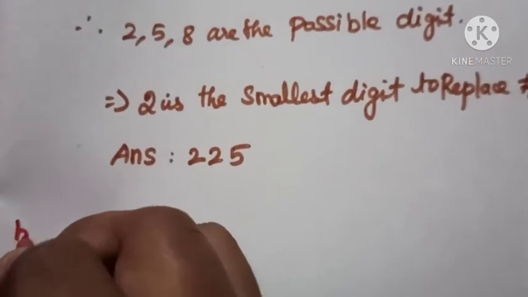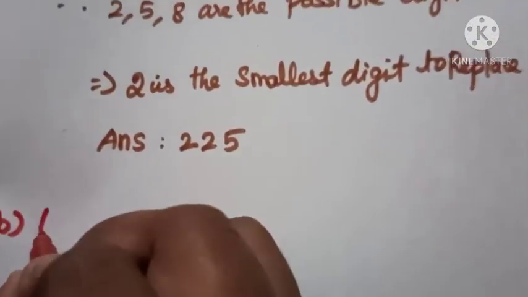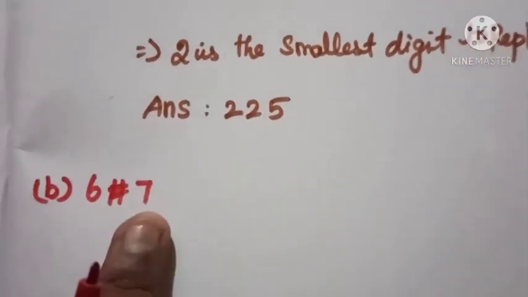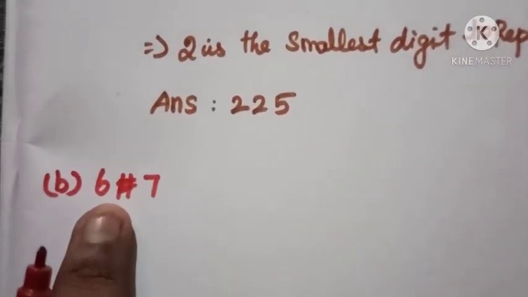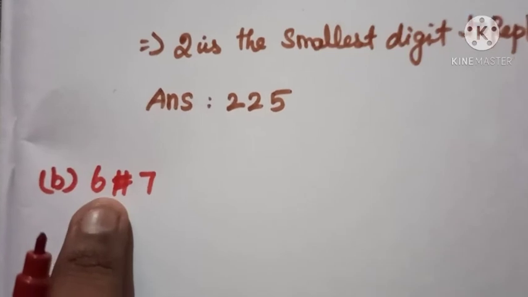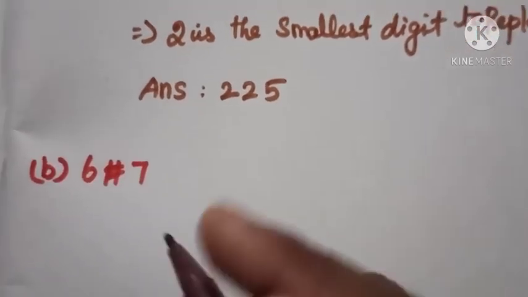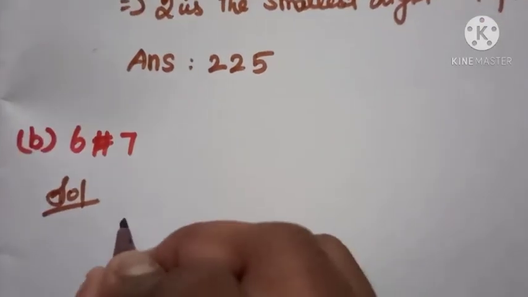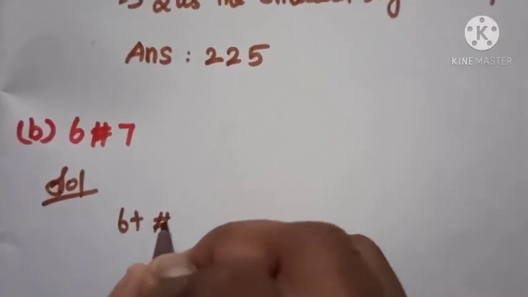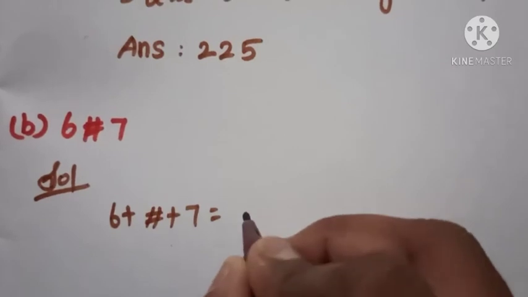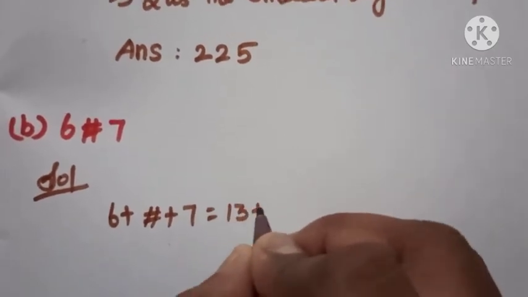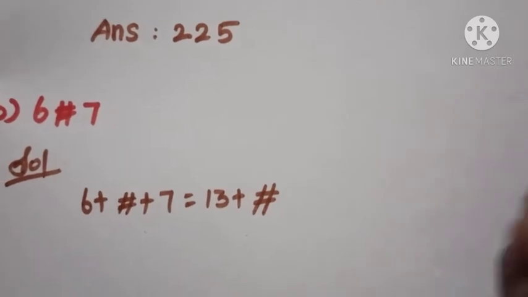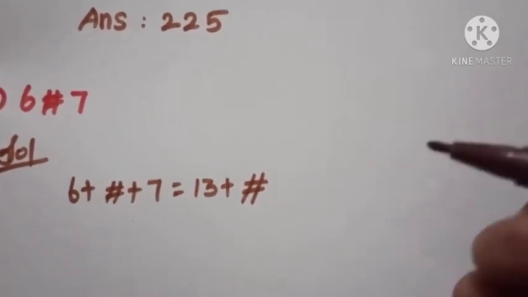So next, question B, that is 6 ash 7. Here also it is a 3-digit number. Here we need to replace the tens place. Whatever it is, we use only a single-digit number, by using the same divisibility rule. So first I want to check: 6 plus ash plus 7 is equal to 13 plus ash. After 13, if you add 0, you get 13 only.